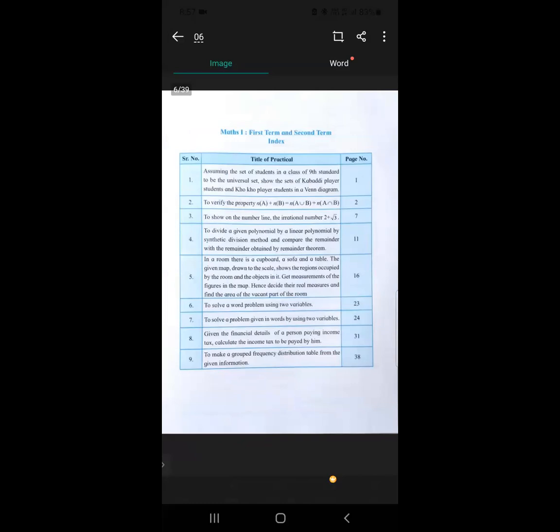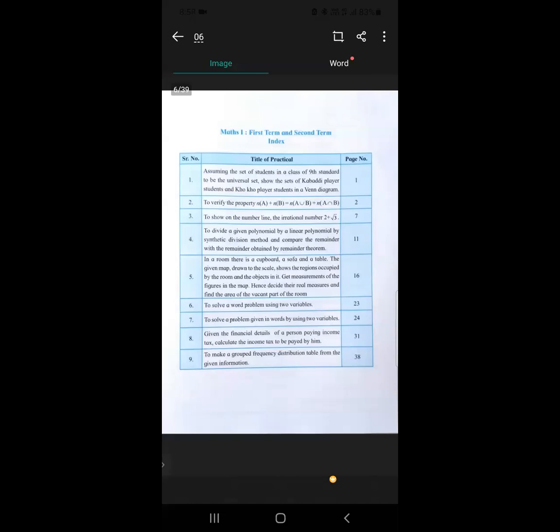This is the index part of the maths 1. And you know that there is only a single booklet of the maths practical. In that, both maths 1 as well as maths 2 parts are there. There are not two different booklets for maths 1 and maths 2. One single booklet is there.